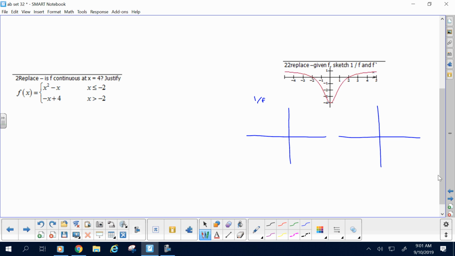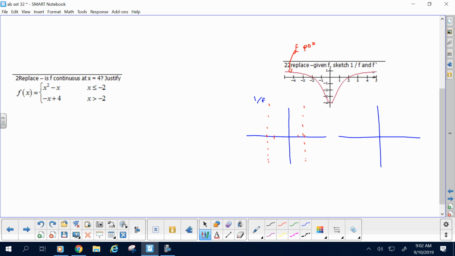Give me one starting point: where the original function blank, the reciprocal blank. Where the original has zeros, the reciprocal has vertical asymptotes. Perfect, okay? So over here, when I take the reciprocal of that behavior, what will my 1 over f graph look like? First of all, will it be above or below the x-axis? Above, because those are positive, the reciprocal will be positive. So I know it's up here.